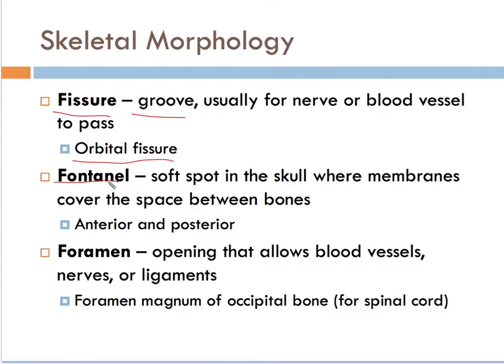A fontanelle is something that you don't have anymore, but these are soft spots in the skull where membranes cover the space between bones. This allows your brain to grow, your skull to grow. If you did not have these, your skull would be fused together, your brain would expand, and you would die because of the pressure created therein. So these are fontanelles. Foramen are holes. These are openings, these are holes that allow blood vessels, nerves, and ligaments to pass through. Great example is the foramen magnum, which is found in your skull. We're going to look at that multiple times this year.